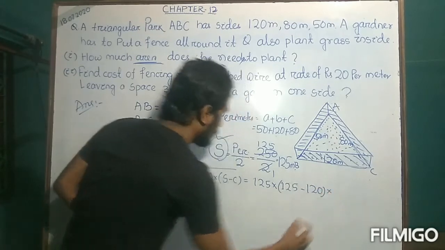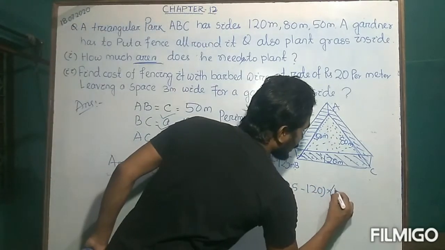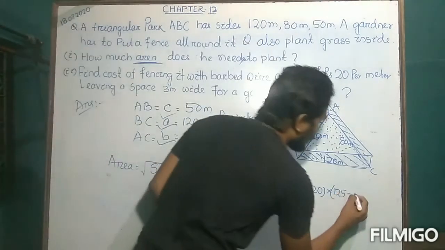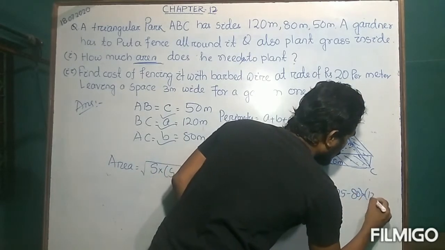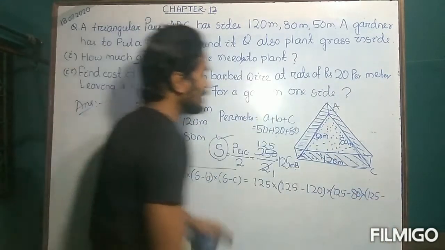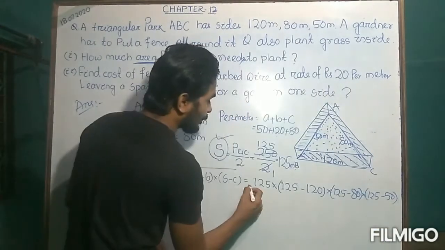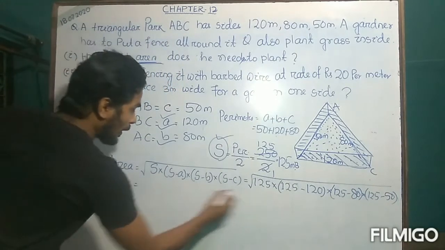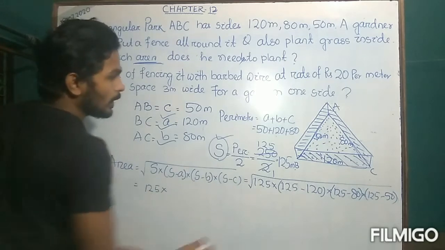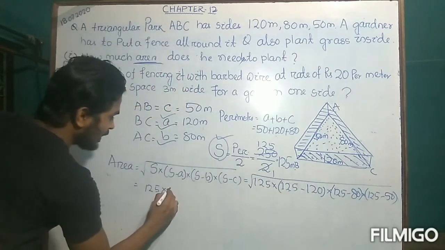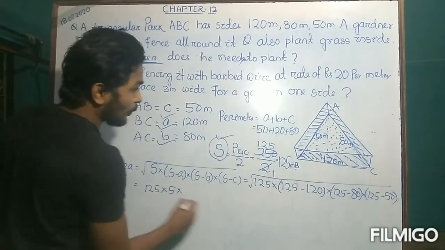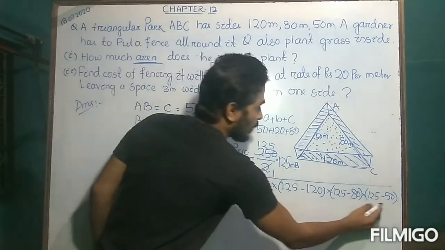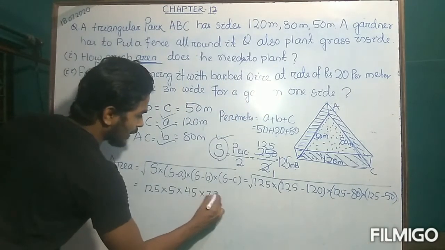Into s minus b: 125 minus b, b is 80 meter, into 125 minus c, c is 50 meter. Clear? Now next, 125 remains 125, into 125 minus 120 is 5, into 125 minus 80 is 45, into 125 minus 50 is 75.